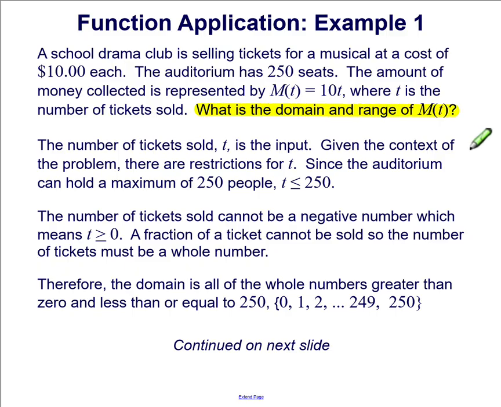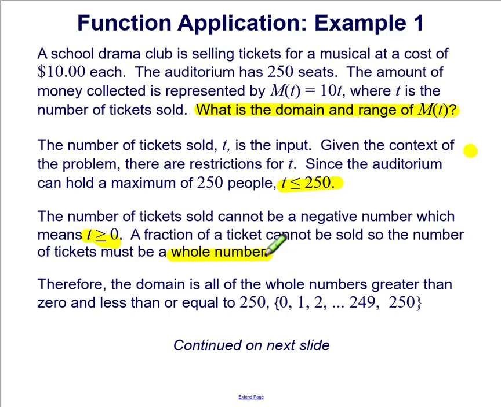The number of tickets sold, t, would be the input. Given the context of the problem, there are restrictions on t. Since the auditorium can hold a maximum of 250 people, we have to restrict t to be less than or equal to 250. But there's more. The number of tickets sold cannot be a negative number, which means t has to be greater than or equal to 0, and you can't have a fraction because the number of tickets has to be a whole number.